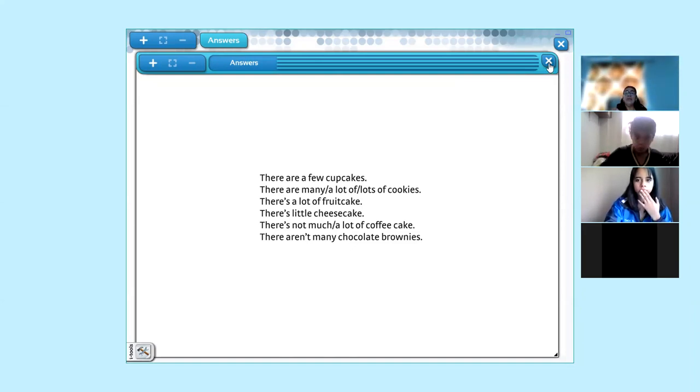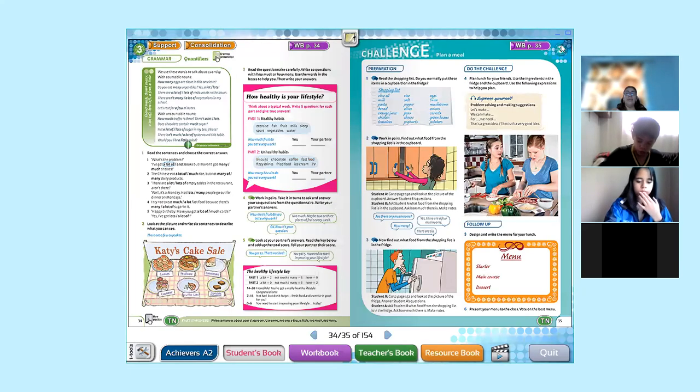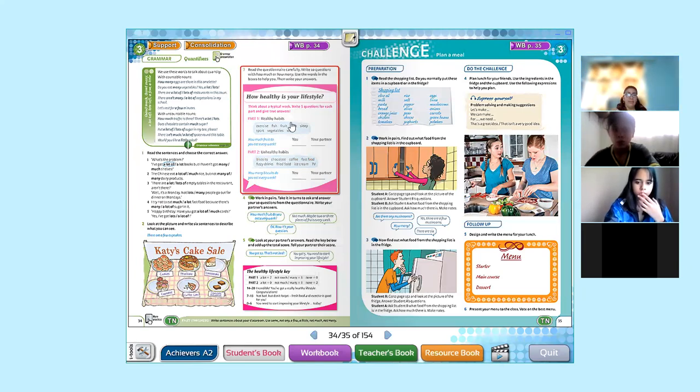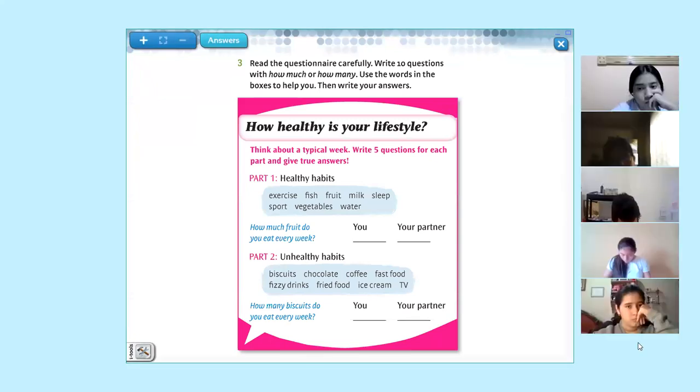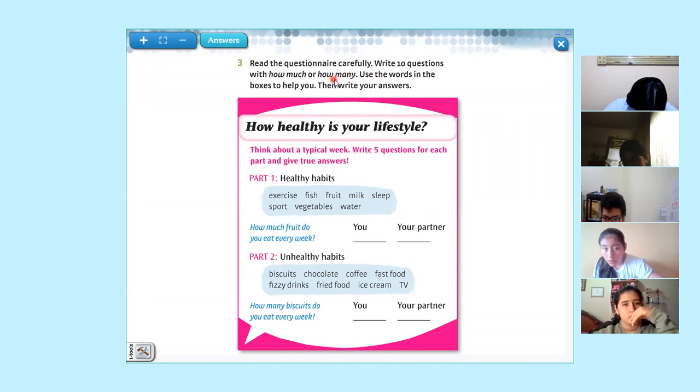Okay, so now we continue with the next part. We have verified some information and now we're going to have the activity number 3. In the activity number 3, we have a little reading about this, okay? And obviously we are going to start with that. Rafael Guijarro, start reading this. Read the questionnaire carefully and write questions with how much or how many. Use the words in the boxes to help you. Then write your answer. Very good.